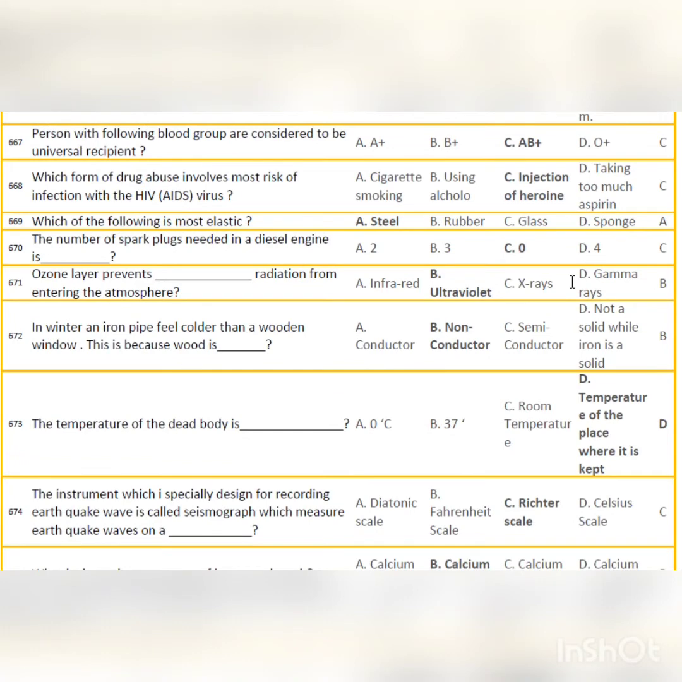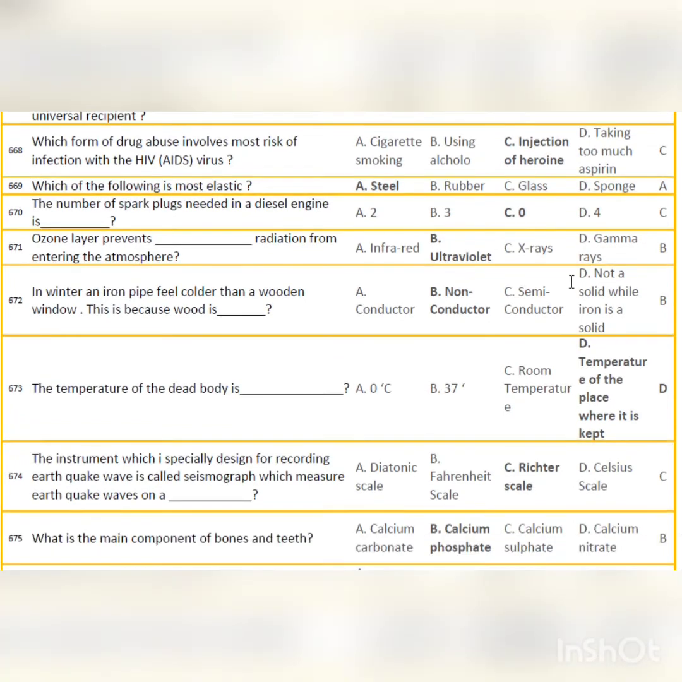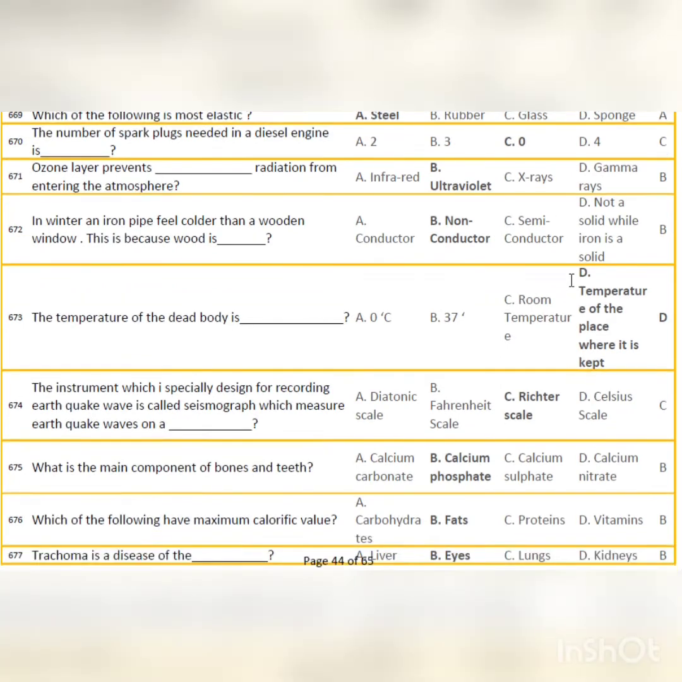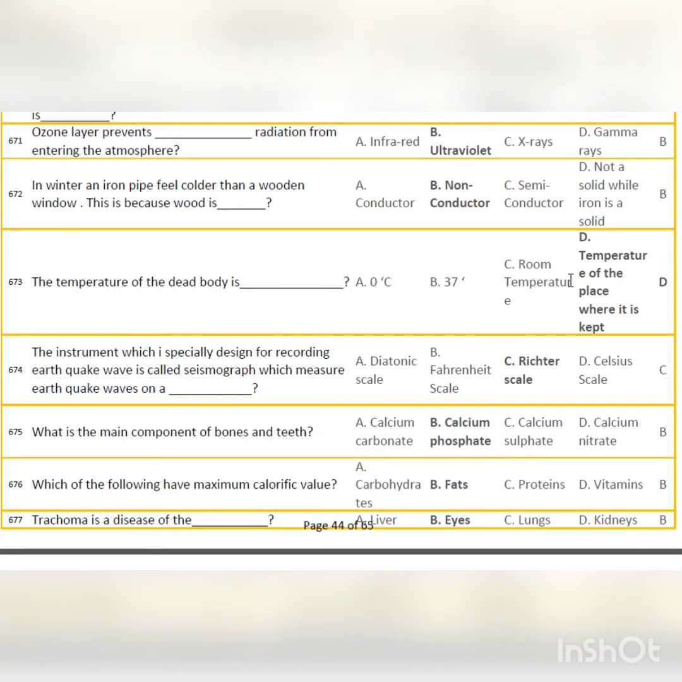Which of the following types of coal has the maximum carbon content? A. Peat, B. Lignite, C. Anthracite, D. Bituminous. Answer is C. Anthracite.